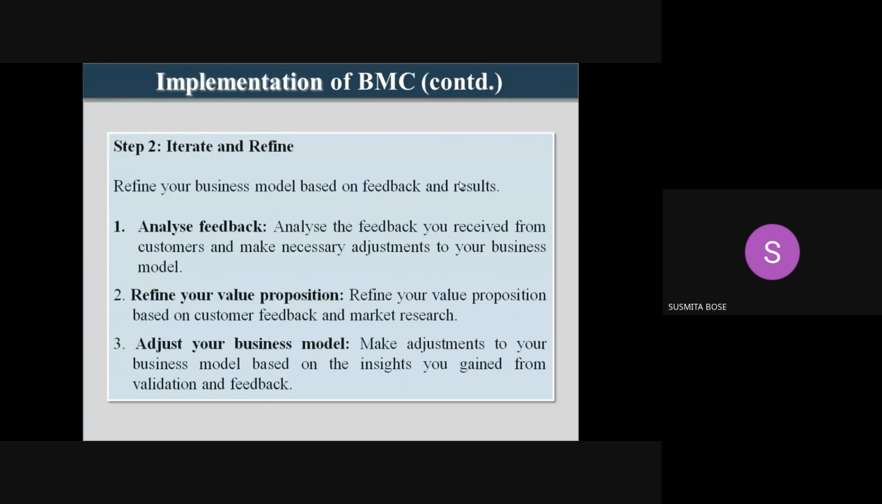Then refine your business model based on the feedback and result. It is not that whatever I have thought is permanent. No, after getting the feedback, you'll have to refine again. You have to sit with your BMC and refine it. You'll have to analyze the feedback of the customers, refine your value proposition, and adjust your BMC again. It is a continuous process. It is not a one-time process.